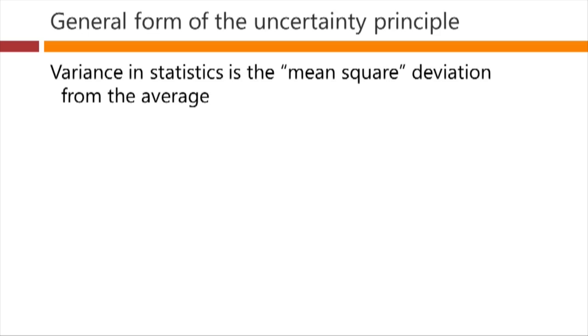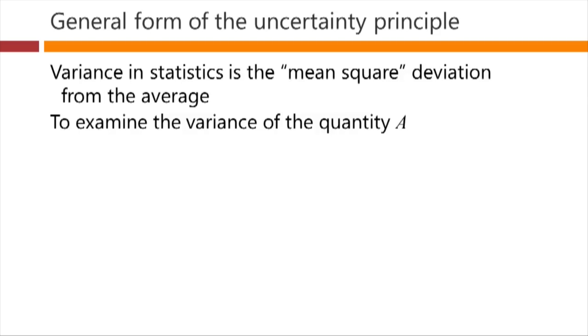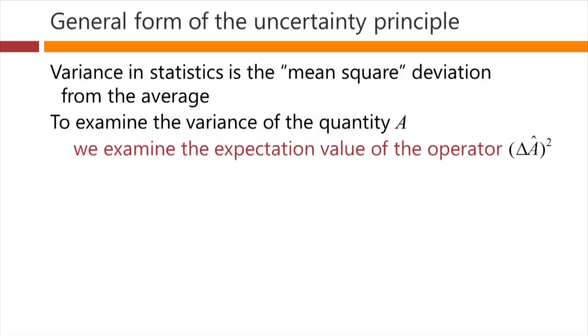Now, in statistics, variance is the mean squared deviation from the average. So to examine the variance of this quantity A that we're going to keep on measuring statistically, we keep repeating our experiment, setting up in the same state, measuring some value for A. We get different answers in general each time we do that, possibly. And we're looking at the variance of the answers that we get. So we're going to be examining the expectation value of a new operator, delta A squared.